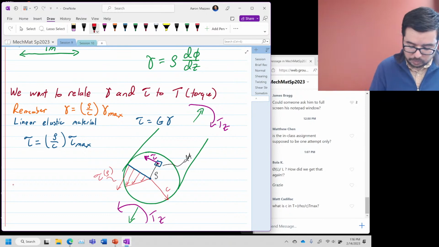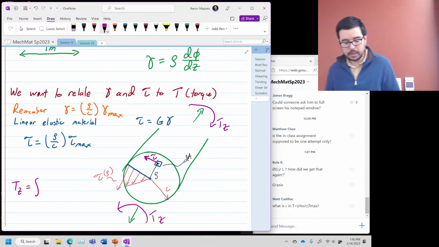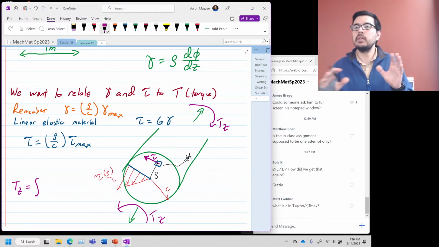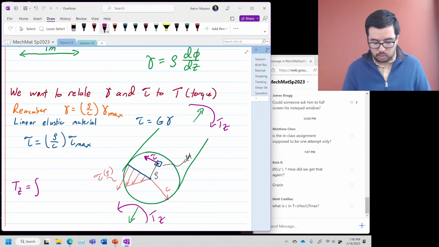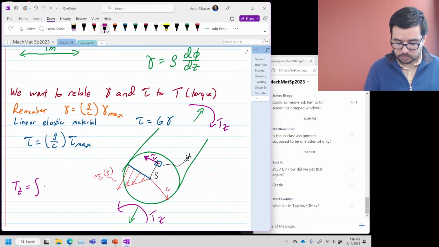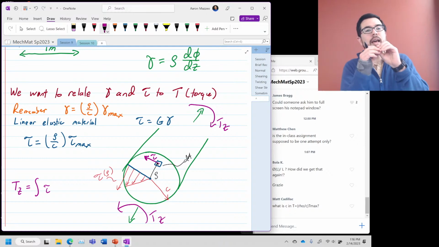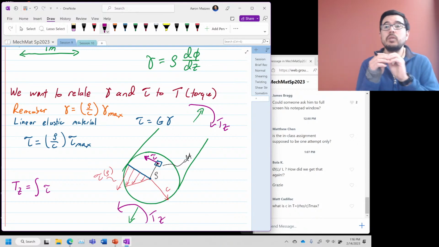Tz is going to be the integral of all the shear stresses on the element, or on the face, that we've selected. So it's going to be tau dA, but what is tau dA? Is it a torque or is it a little bitty bit of force? It's actually a little bitty bit of force, right?